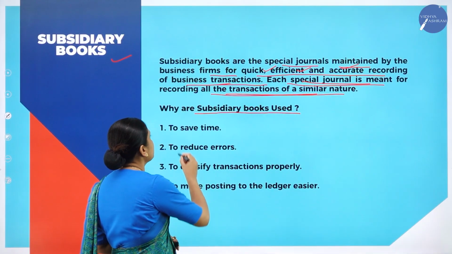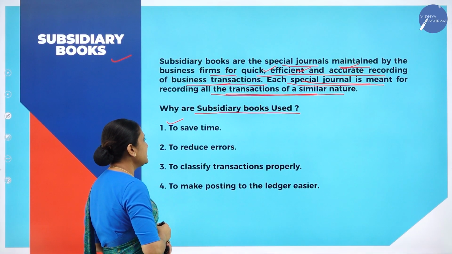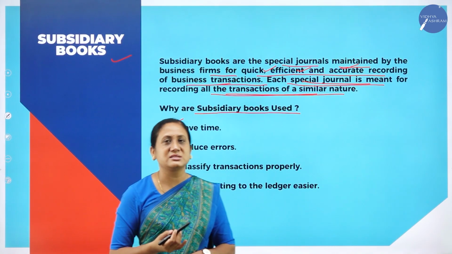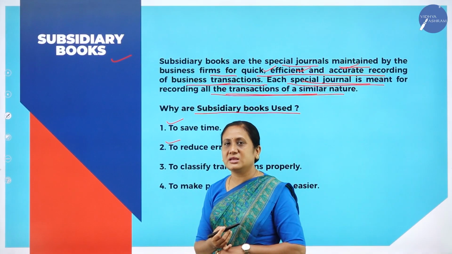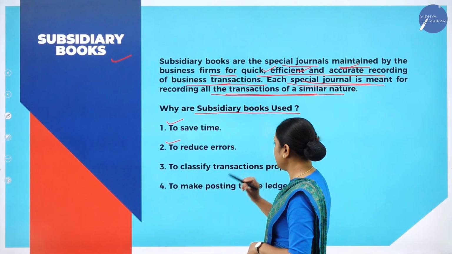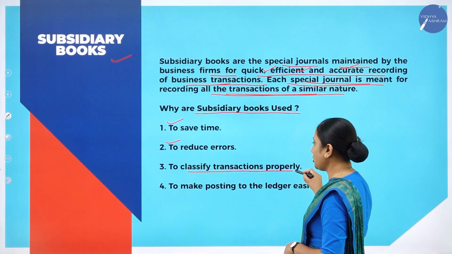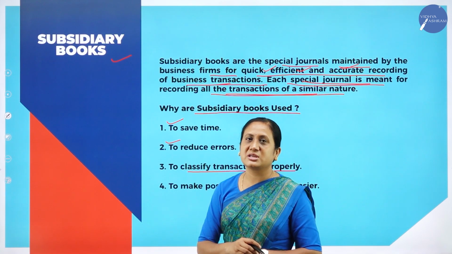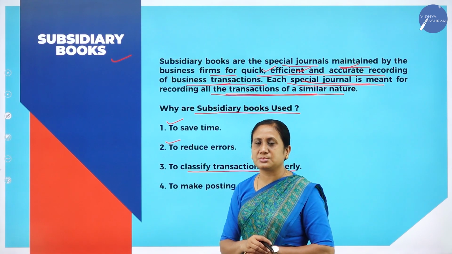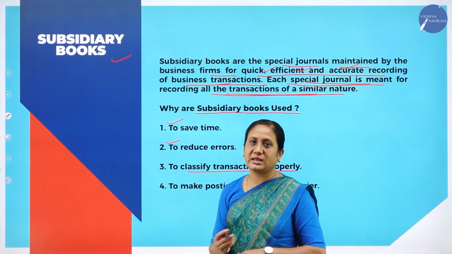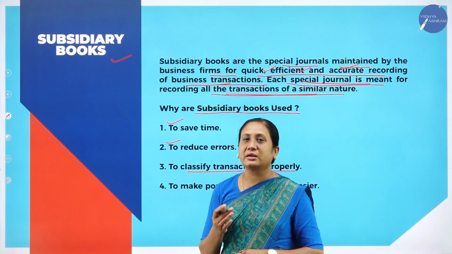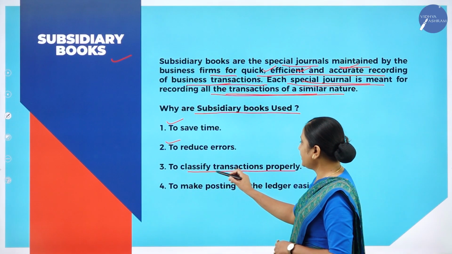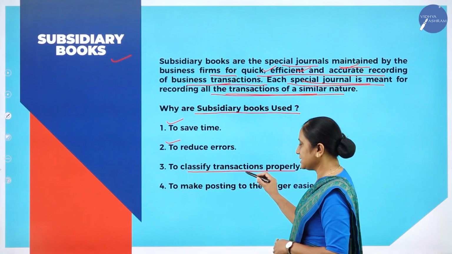One is to save time, and the second is to reduce errors. Errors can be minimized when, instead of passing journal entries, they record in various types of subsidiary books. The third is to classify transactions properly. Classifying transactions properly means all credit purchases will go to the purchases book, all credit sales will go to the sales book, and similarly all cash transactions will go to the cash book. Classification of transactions takes place here.